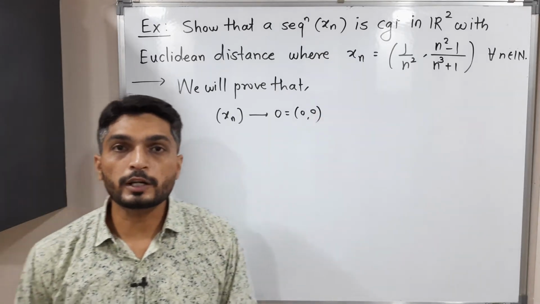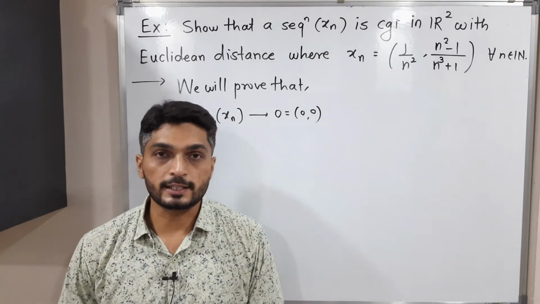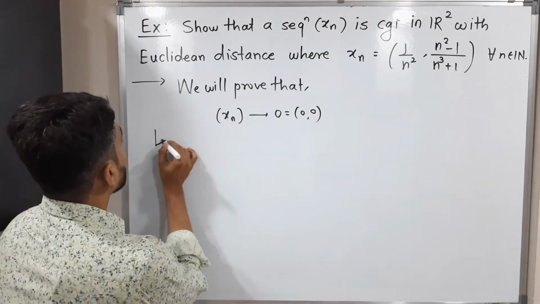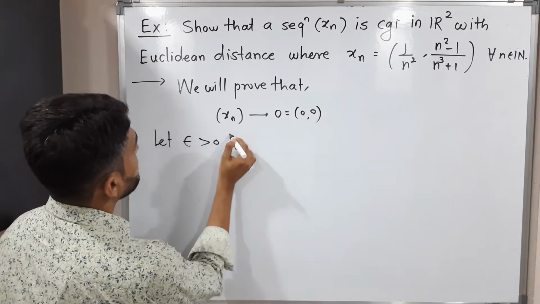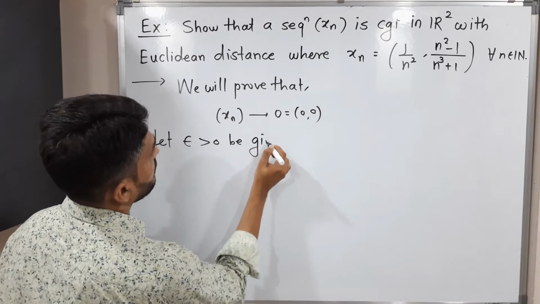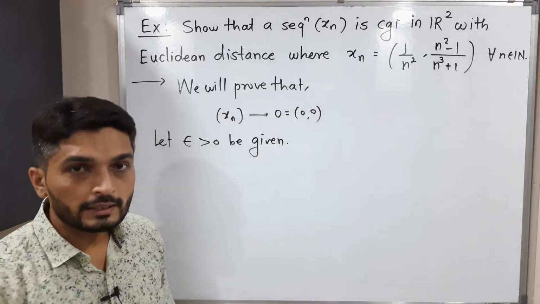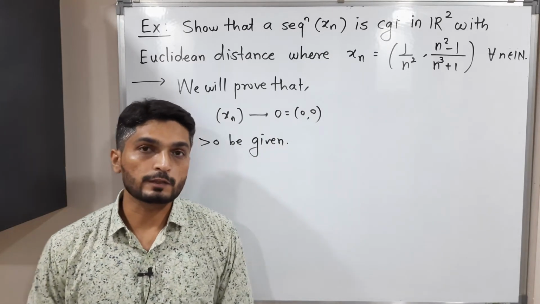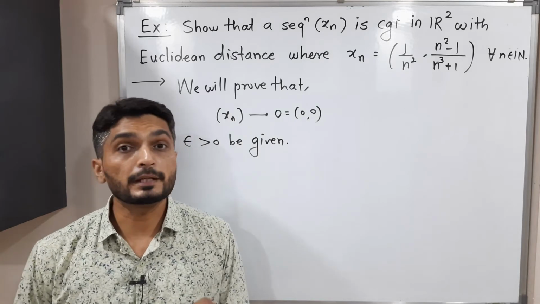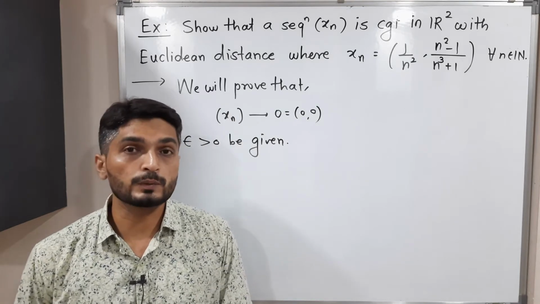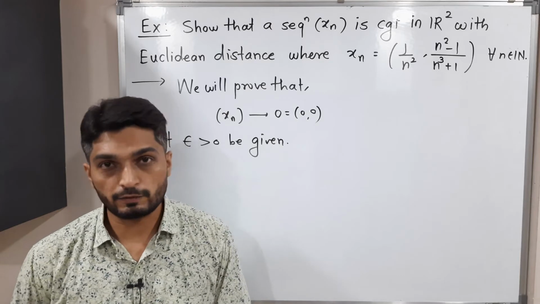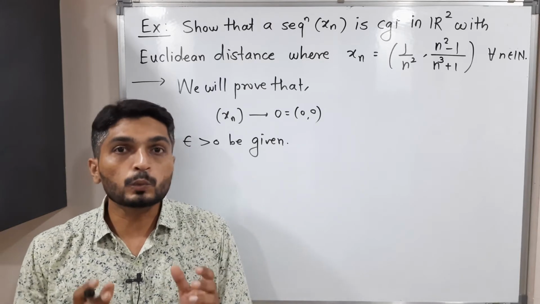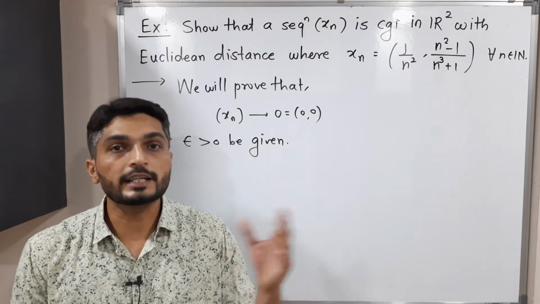So using the epsilon definition I am going to prove. Let us consider one epsilon. Let epsilon greater than 0 be given. You know that in the epsilon definition of a convergent sequence, we are supposed to find a capital N, in the set of natural numbers, for which the definition will get satisfied. So let us start to work on the distance between xn and 0.